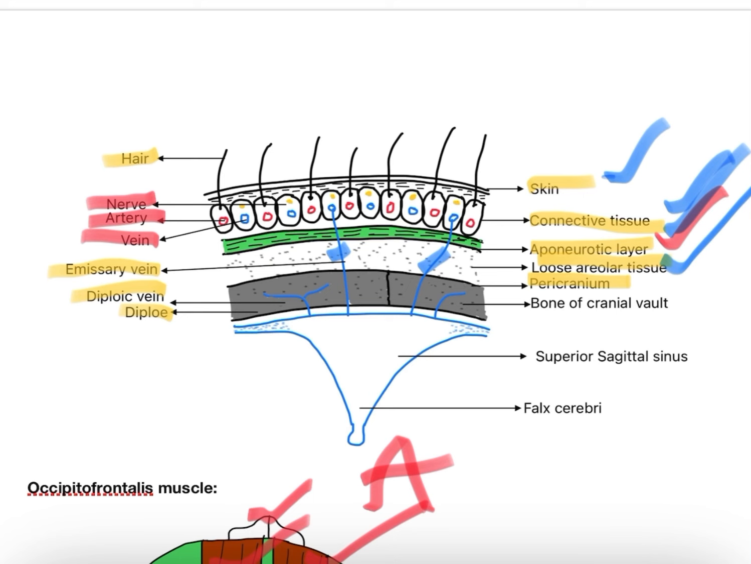Last layer of scalp is pericranium. Below the pericranium, bones of the skull vault are present. So cranial bones are present below the pericranium. Pericranium and bone of the cranial vault are loosely attached except at the suture. Pericranium is formed by the periosteum of the bones of the cranial vault.